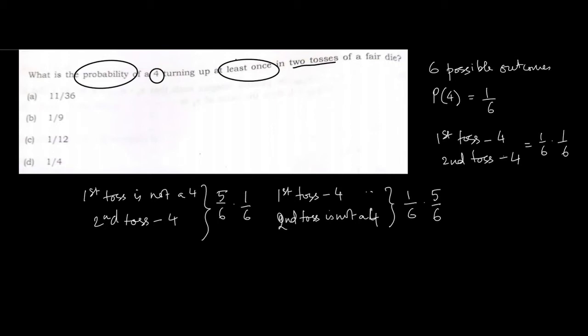So combining all 3 cases, we get the probability of 4 as 5 by 6 into 1 by 6 into 2 times plus 1 by 6 into 1 by 6, which is equal to 11 over 36. So the first option, 11 over 36, is the correct choice.